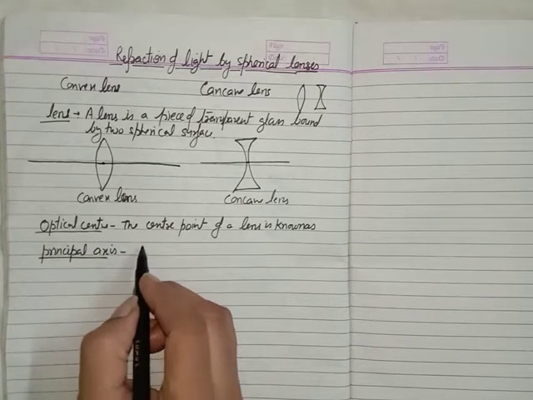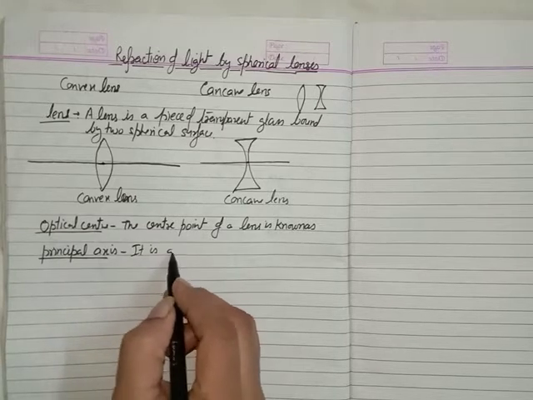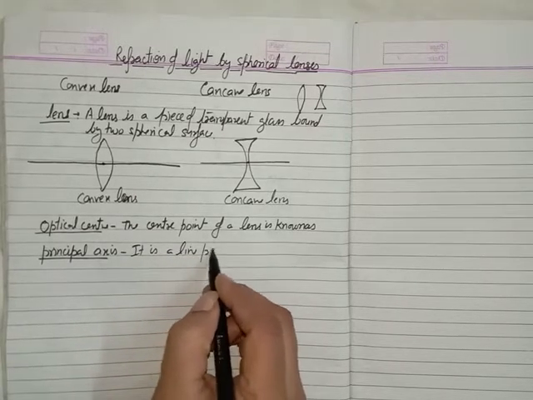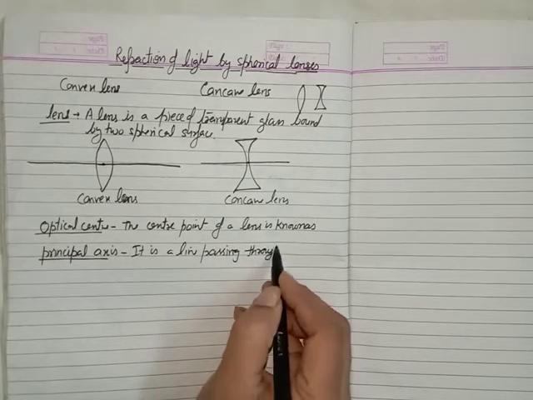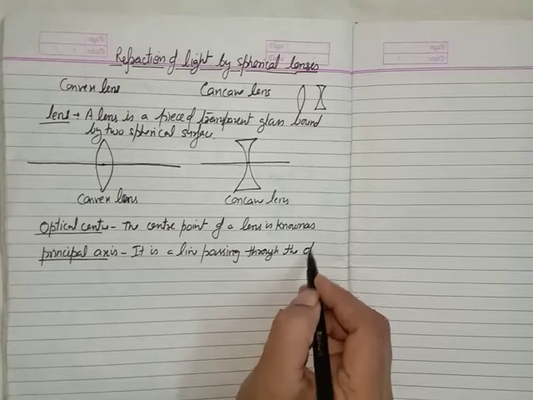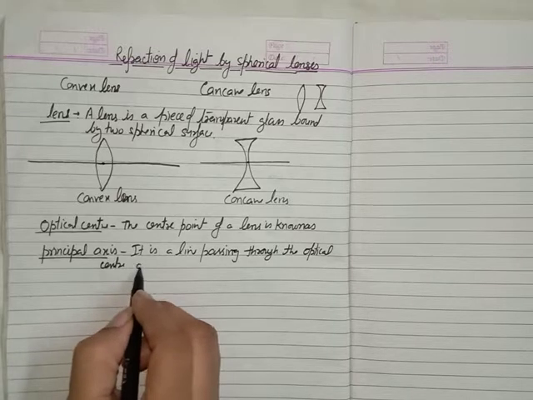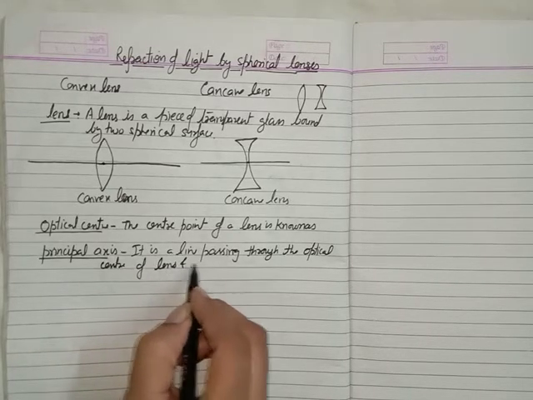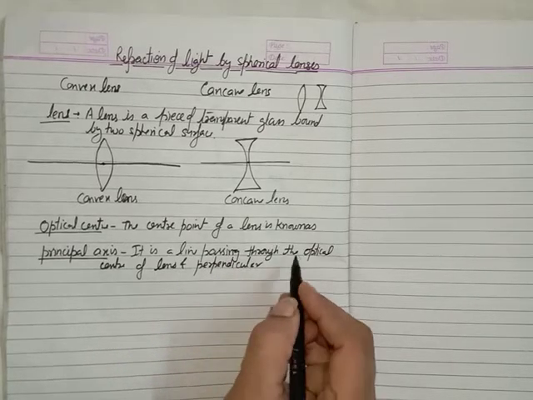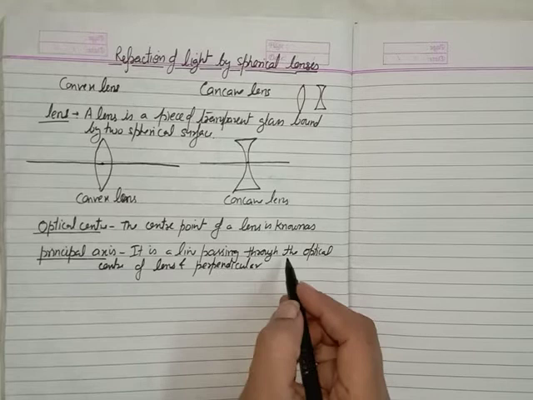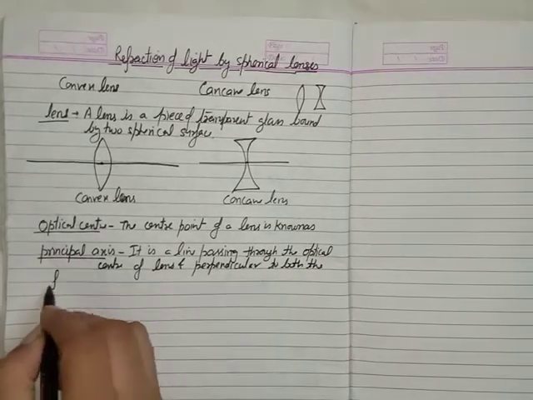So what is the principal axis? The principal axis of a lens is a line passing through the optical center of the lens and perpendicular to both faces of the lens.